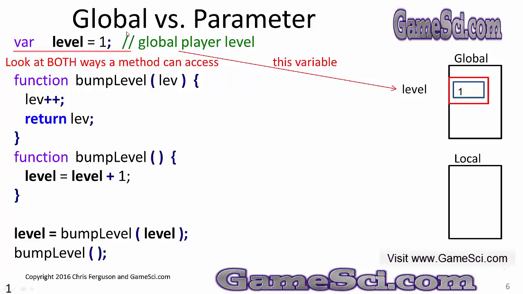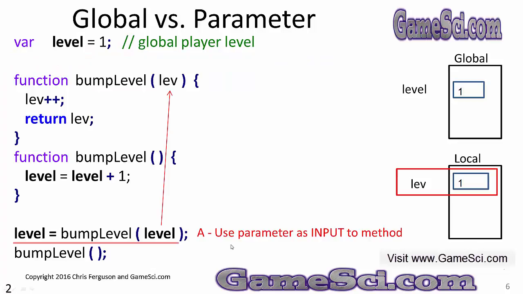Now let's look at both ways we can access and or change that variable. First up, let's use option A. Let's use a parameter as input to the method. So I'm going to send the global variable level as the parameter or argument to lev. It currently contains a 1.